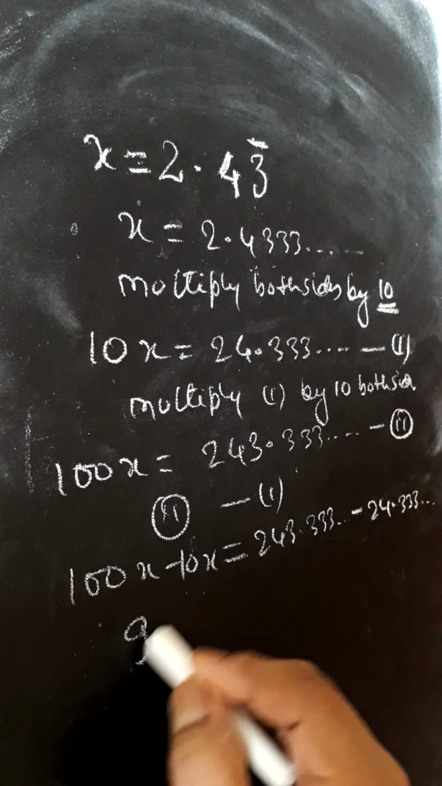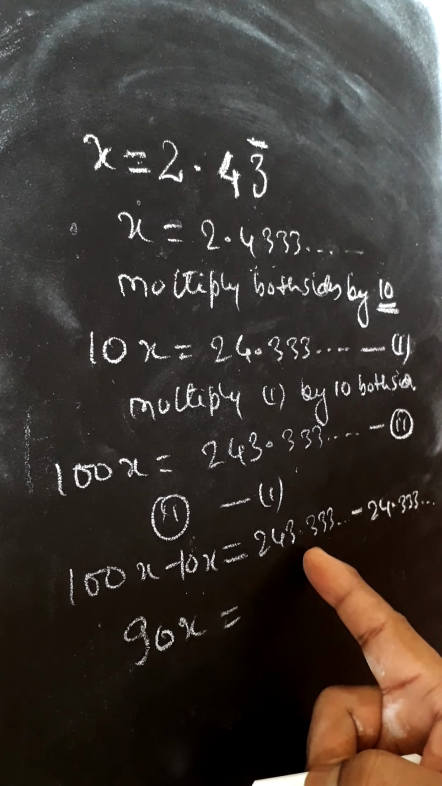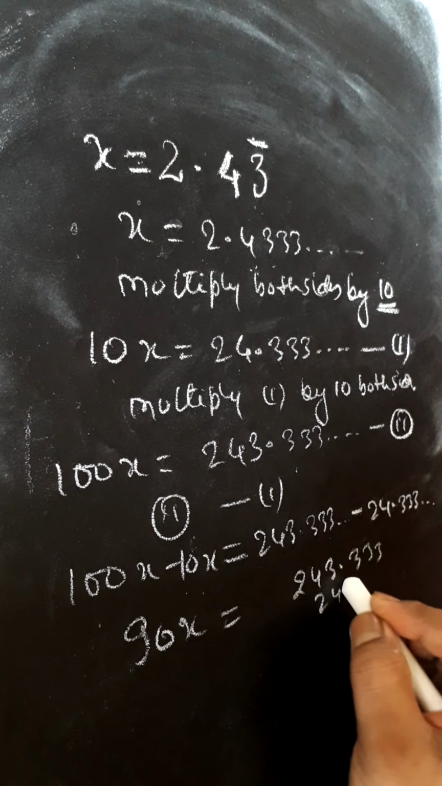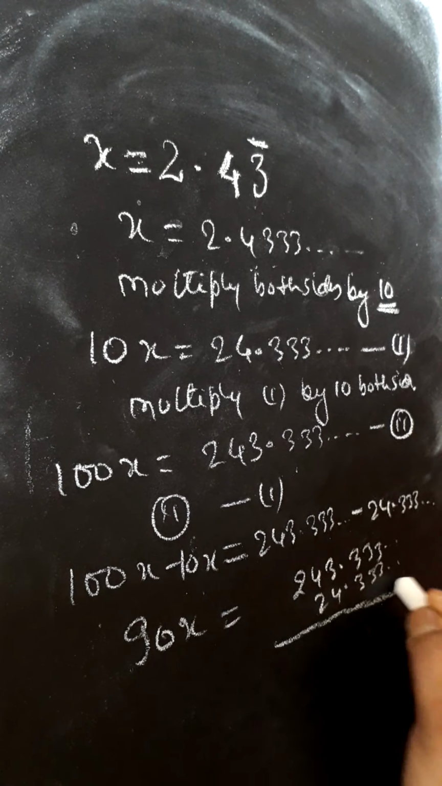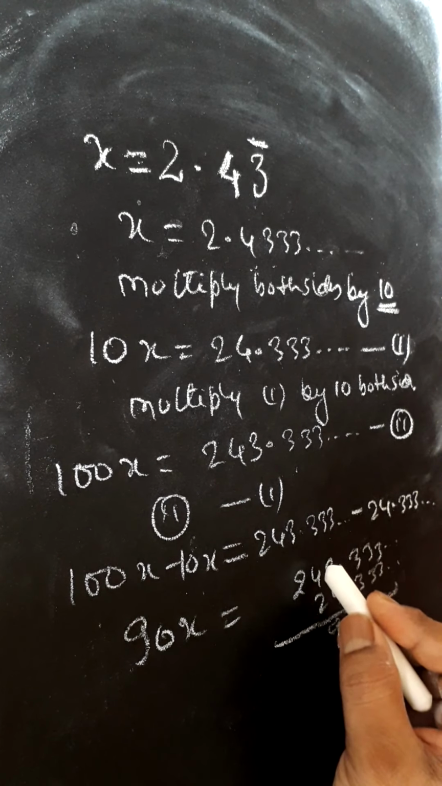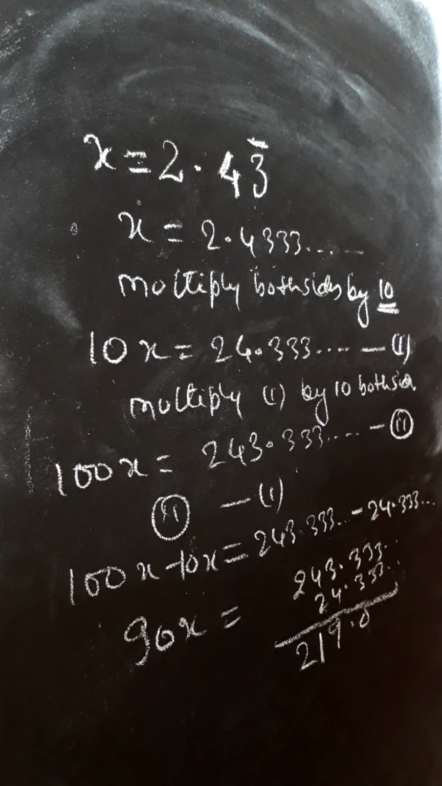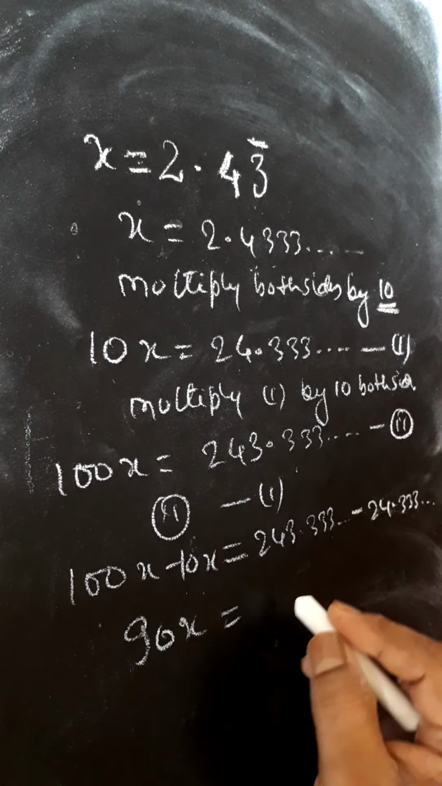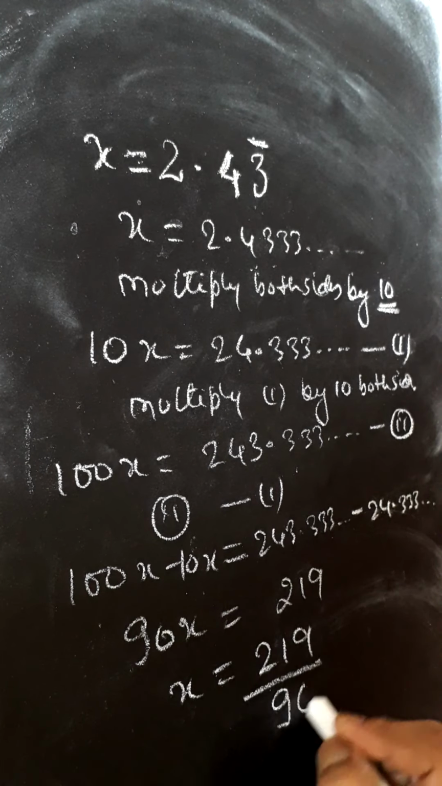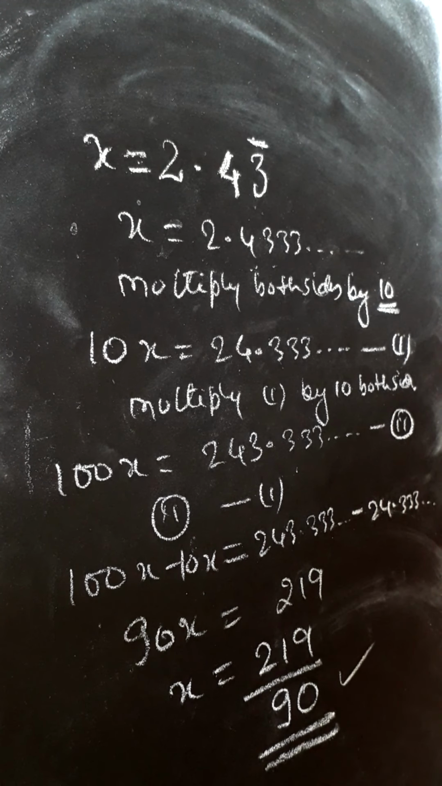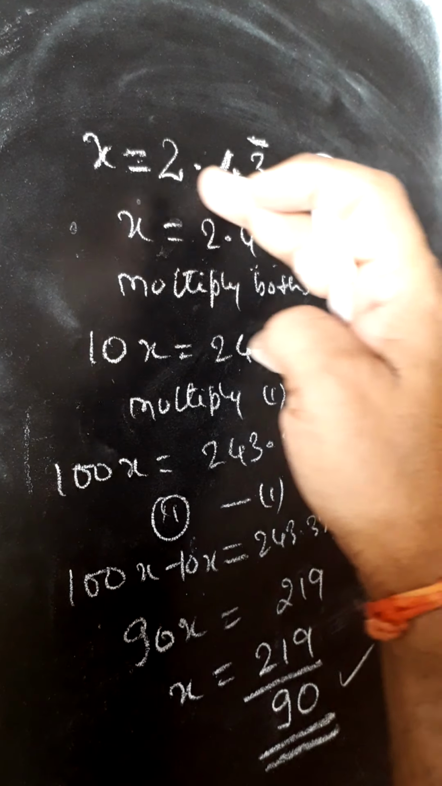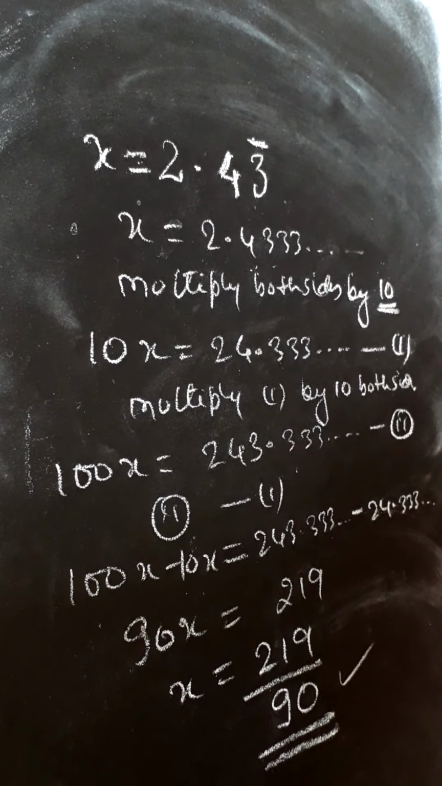100 minus 10 we get 90x. When we subtract this from this, it is 243.333 and 24.333, we get 0, 13 minus 4 is 9, 3 minus 2 is 1, and 2, so 219 we are getting here. Therefore x is equal to 219 upon 90. This is the fractional form of this decimal, that is 2.43 recurring over 3.